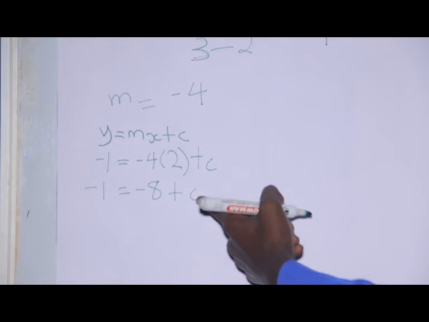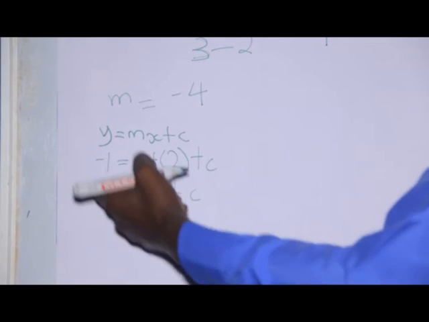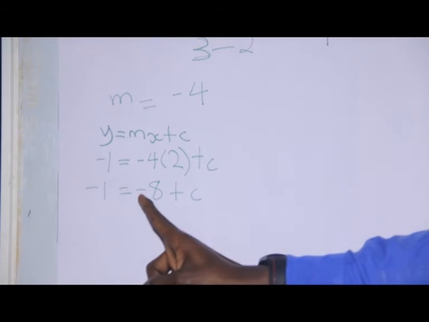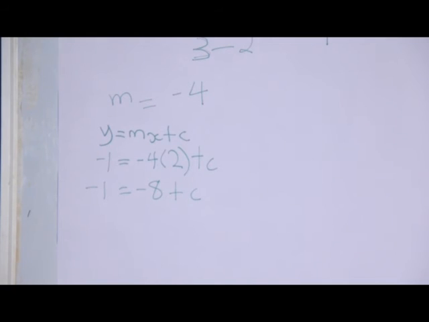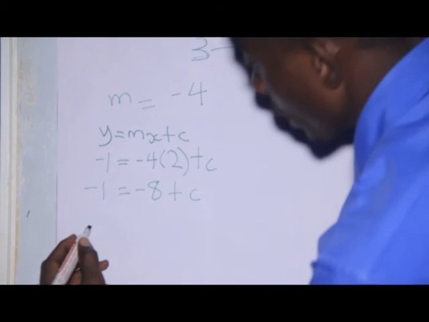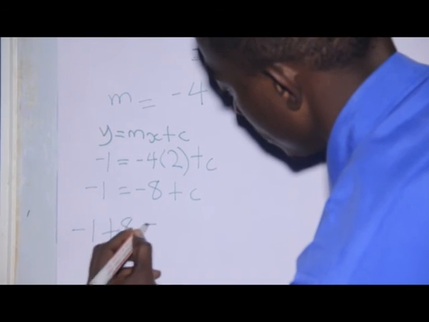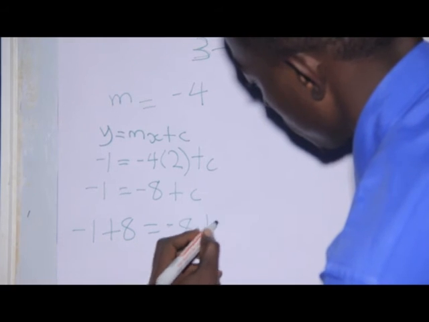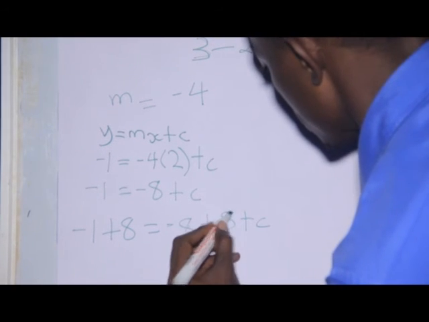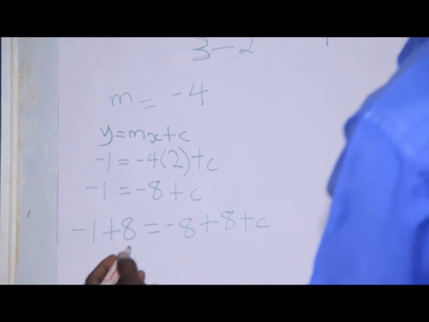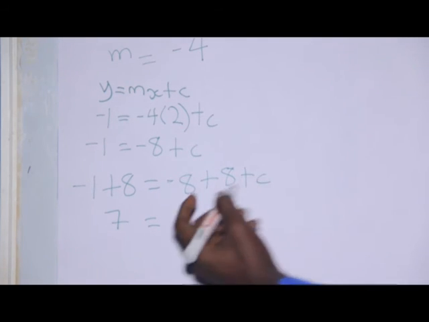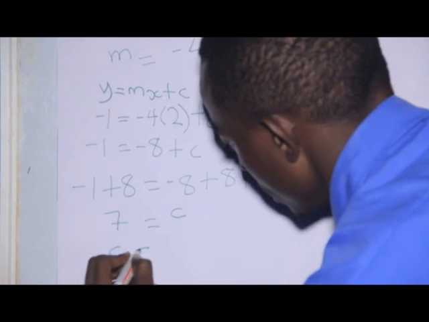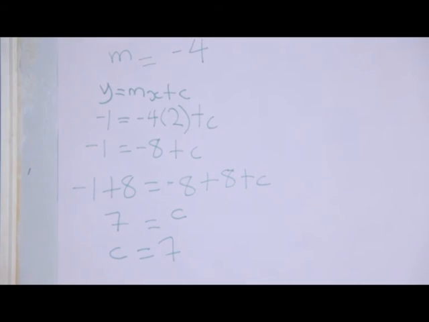So if I want to remain with only c this side, what do I do? I take this 8 this side. Now the 8 here is a negative. When it crosses the equal sign, it becomes a positive. So I transfer the 8 this side, or I can add 8 on both sides. So I add -1 plus 8, I add 8 here. I also add 8 this side, -8 plus 8 plus c. So -1 plus 8 gives us 7, is equal to -8 plus 8 gives us 0, we remain with c. Meaning that our c in this case is going to be +7.